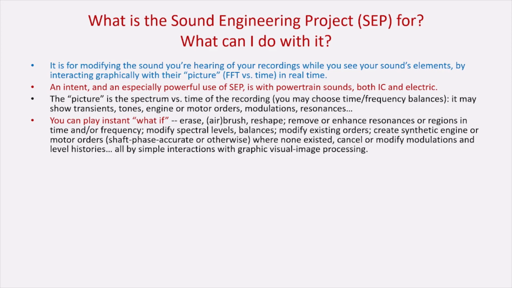You can reshape things, remove or enhance resonances or regions in time or frequency, and use your vision to see when, for example, you have exactly canceled a resonance, and modify then the spectral levels, balances, existing orders. You can create synthetic engine or motor orders, shaft phase accurate or otherwise. If you don't have a pulse tachometer, you can still generate synthetic orders. But if you do have a pulse tachometer, you have exact shaft angle accuracy with the reference point on the shaft, even beyond the RPM that existed in a recording.